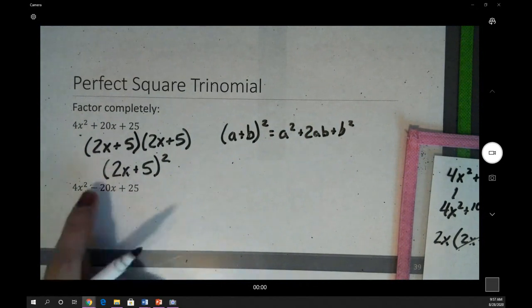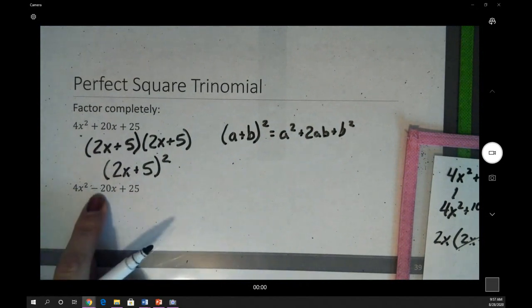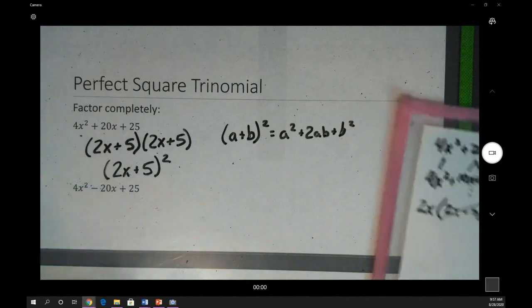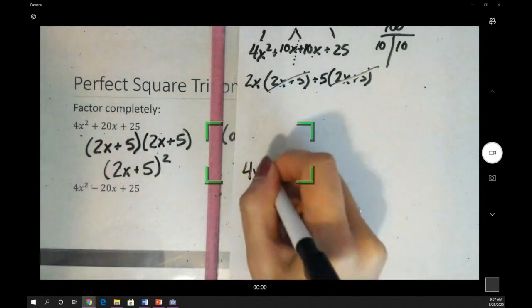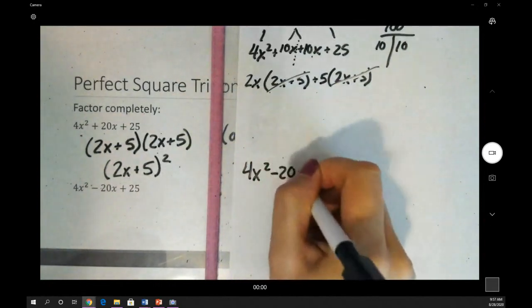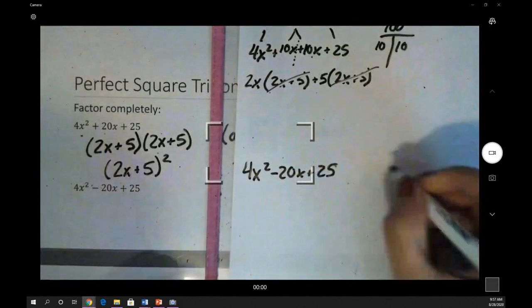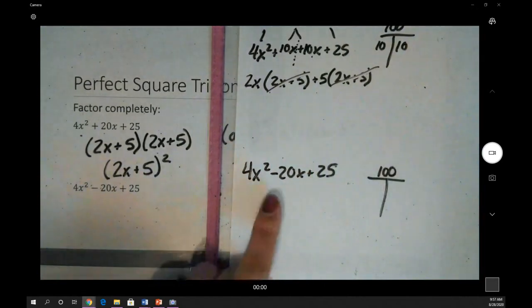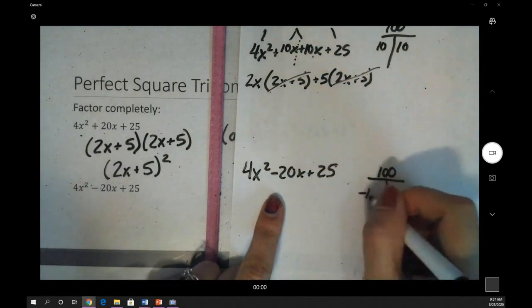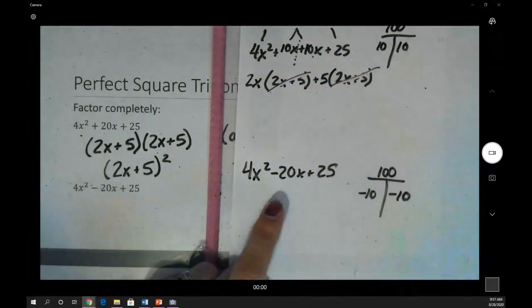For the second one, the only difference is that we have a minus 20x. So if I go to factor this one, 4x squared minus 20x plus 25, my a times c is still 100, but this time I need my factors to add to give me a negative 20. So what I need are a negative 10 and a negative 10.